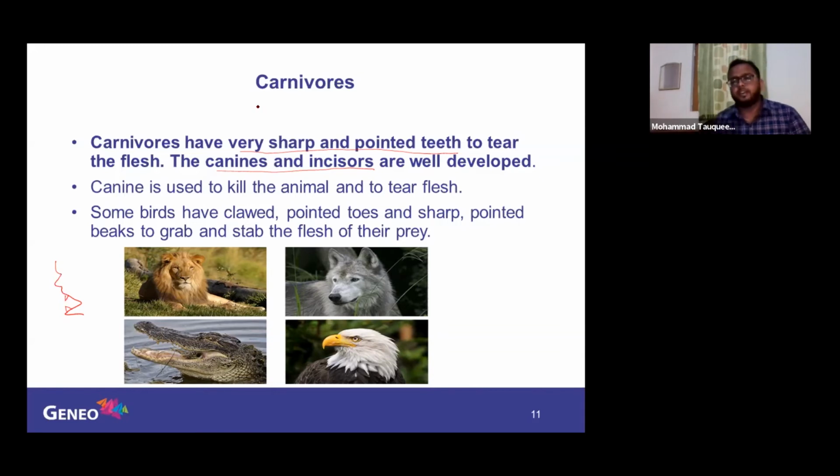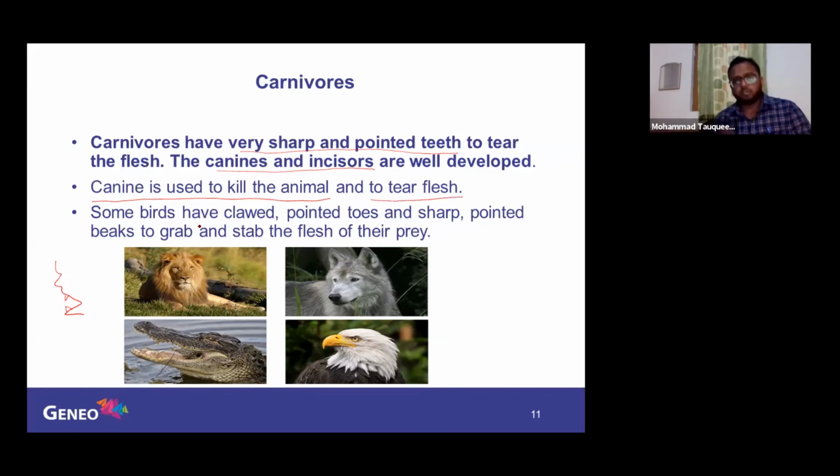So God has given some special characteristics to all the consumers. If they are herbivores, their premolar and molar teeth are developed. If they are carnivores, their canines and incisors are well developed. Canine is used to kill the animals. In many videos, you have seen a lion grabbing the neck like this. Why? While grabbing the neck, they insert their canines into the neck to kill the animal, and they use the same teeth to tear the flesh.